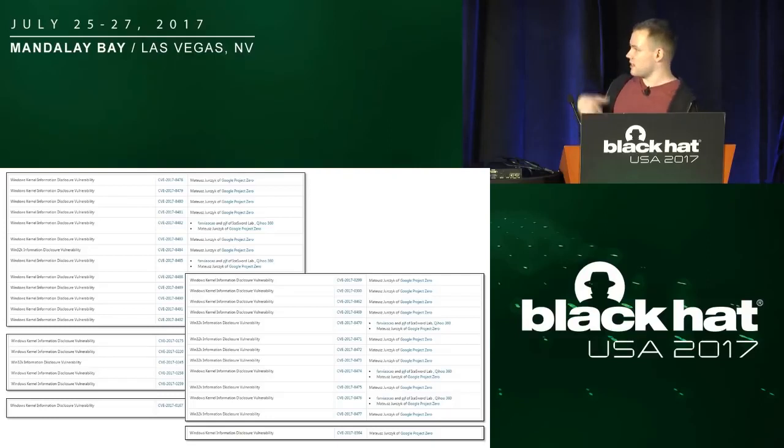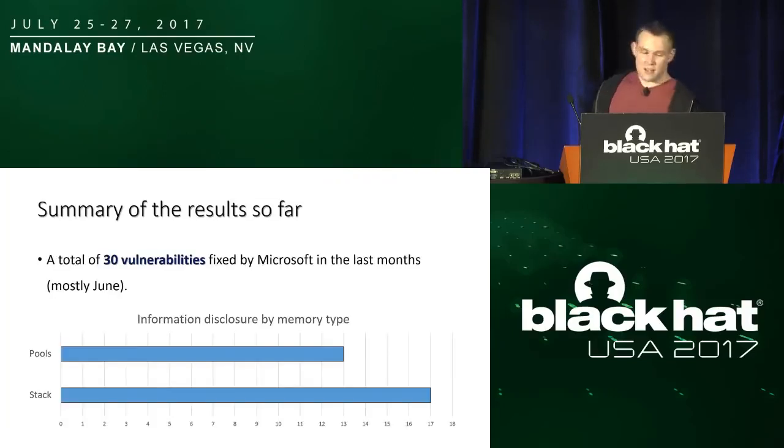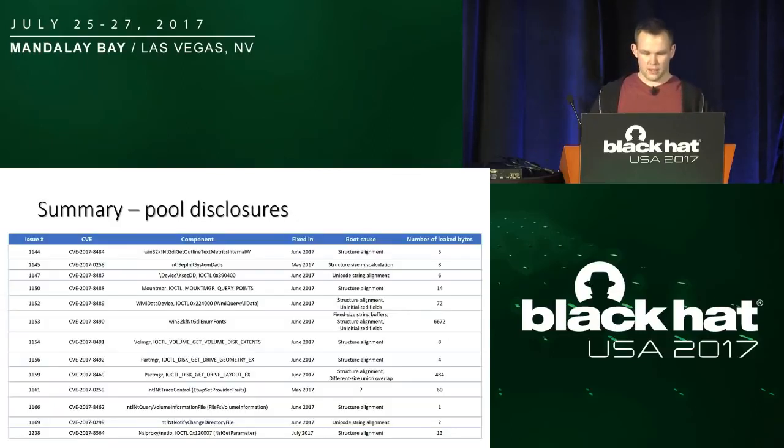This is the results on a single slide. It's a couple of screenshots from Microsoft bulletins from the last 4 months. The summary is that we found so far 30 vulnerabilities. 13 of them were from the pools and 17 from the stack. So it's quite evenly divided. And we can see here the pool ones were triggered in a number of kernel drivers. So we have both the core NT OS kernel, we have Win32k, we have a bunch of partition manager drivers, volume manager drivers, stuff like that.